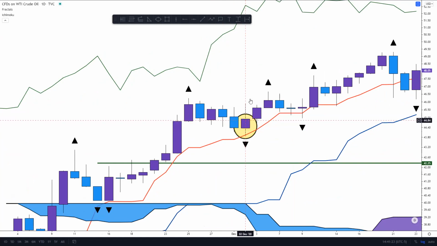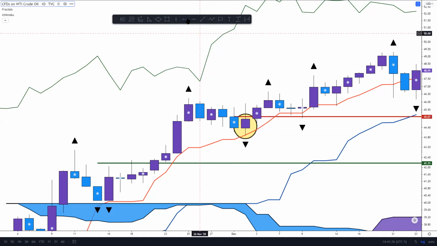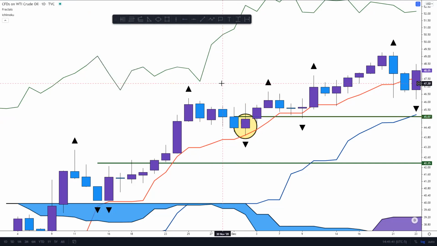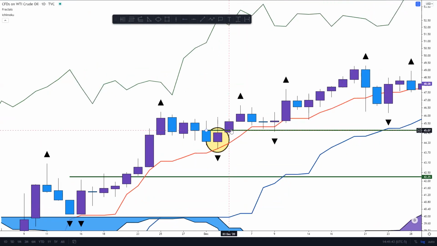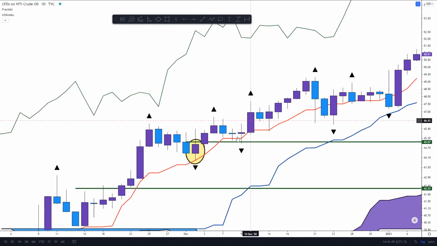So we see here how we enter this. You could once again put your entry right above this wick, or you could put it right above the open of the previous candle, which would be right here. So this will be your entry. You see, you get triggered in on this next candle. You're riding this up. Once again, we have another area where we could enter into the market.